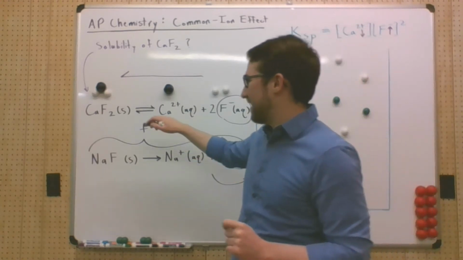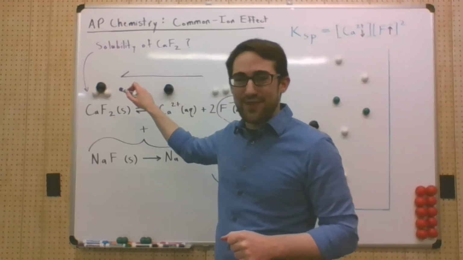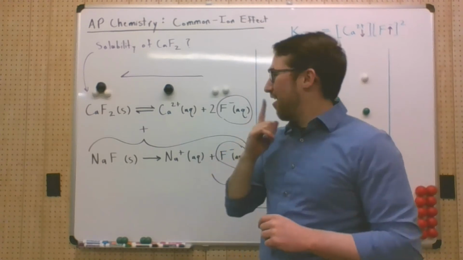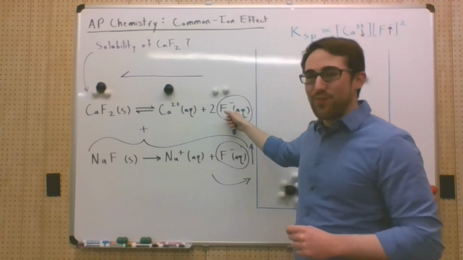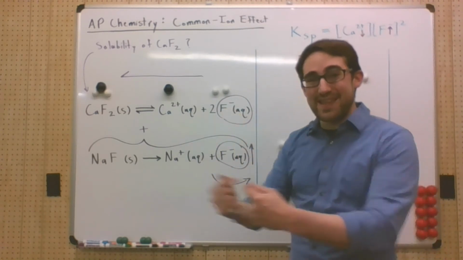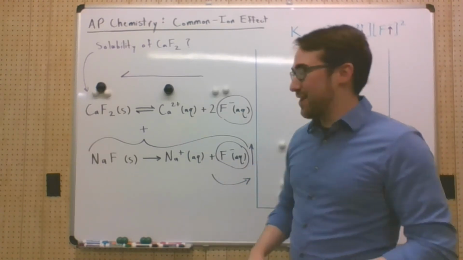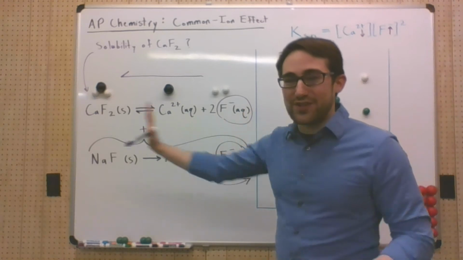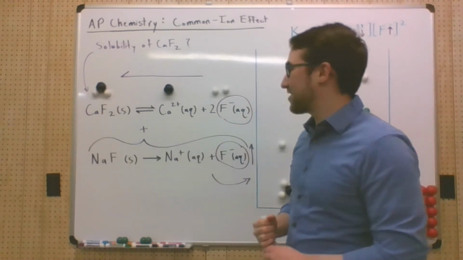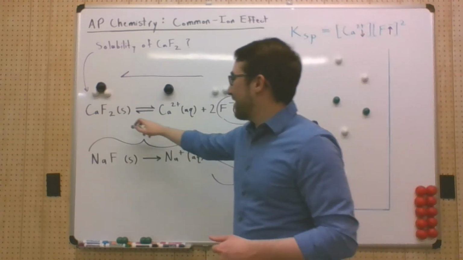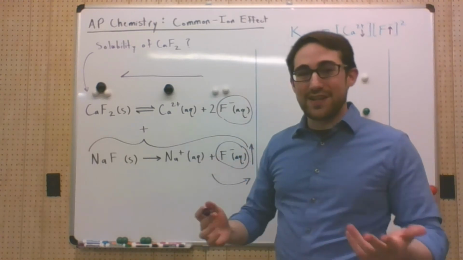I didn't have to change anything about the calcium fluoride specifically. I didn't need to change the temperature. All I did was introduce more of this common ion that was in the equilibrium that was going on. To counteract that, the equilibrium reaction shifts back more in the reverse direction to use it up, and we wind up with more of the solid here.